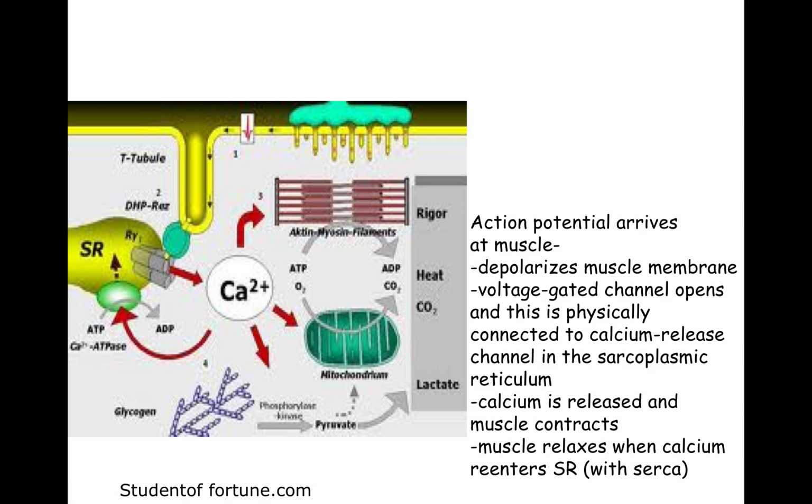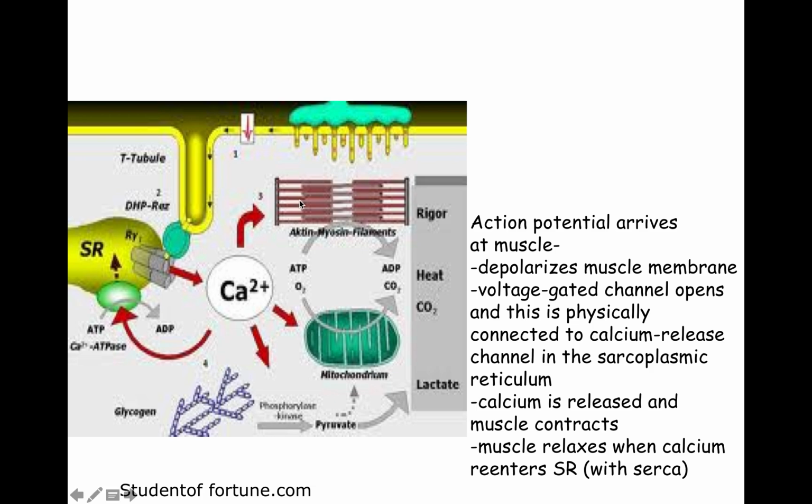But then for relaxation to happen, you've got to get rid of this calcium that is in the cytoplasm and put it back in the sarcoplasmic reticulum. That happens by a pump that uses ATP to move calcium against its concentration gradient from relatively low concentration in the cytoplasm to relatively high concentration in the sarcoplasmic reticulum, and it pumps that back in, and that will cause relaxation.